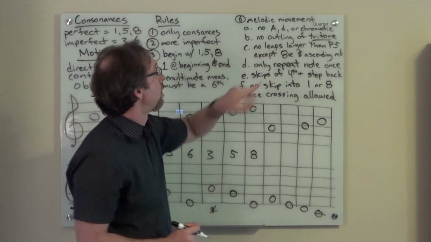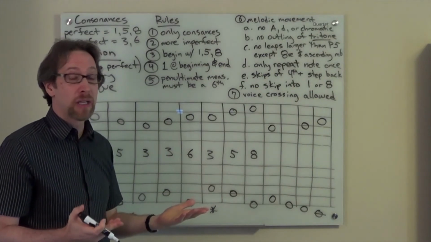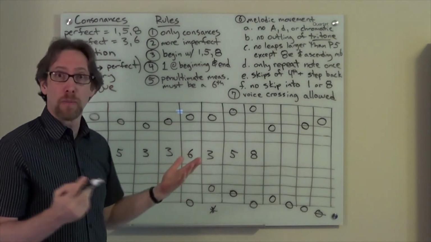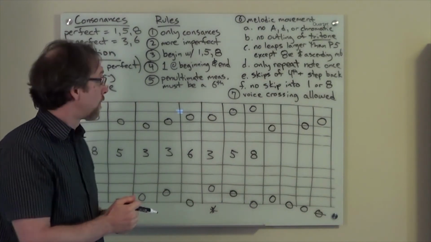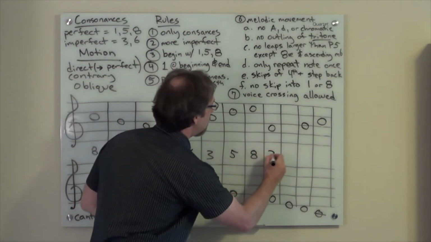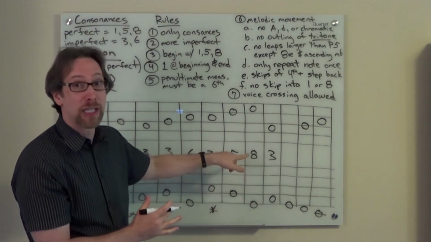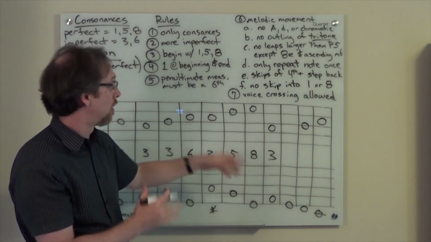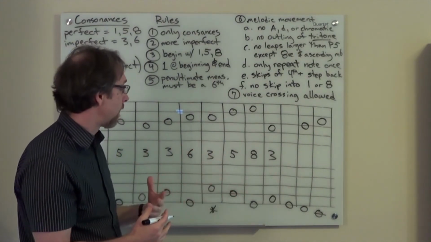So a fifth is the largest leap I can make. If you remember back, you can leap down an octave. You can do an ascending minor sixth. But for most purposes, the fifth is going to be the biggest leap you make. So I do that, and I leap into a third, which again, I want more imperfect consonances. I just had two perfect consonances in a row, so it's time to mix it up. Try to give us that variety.